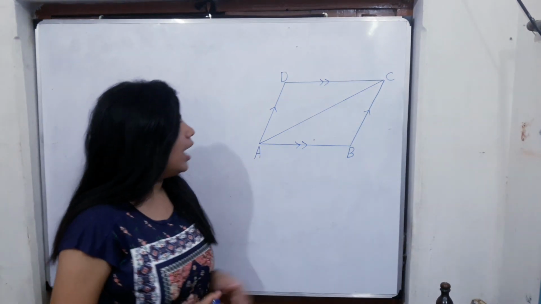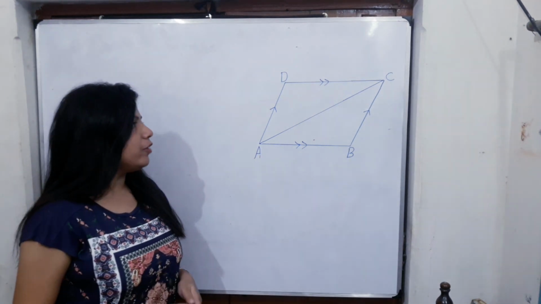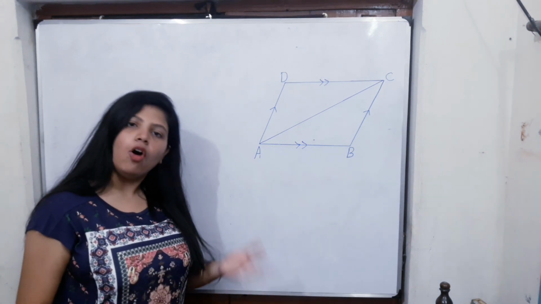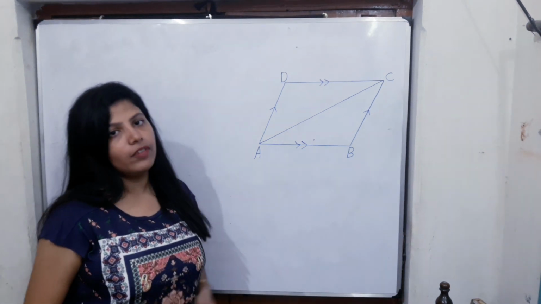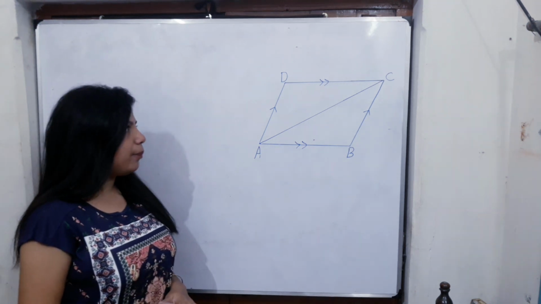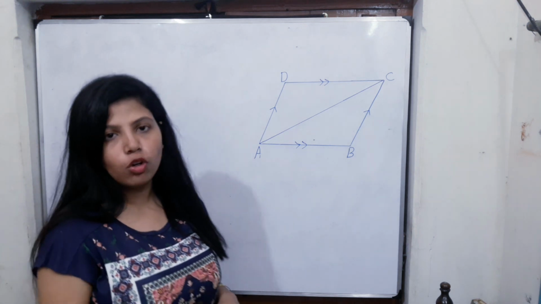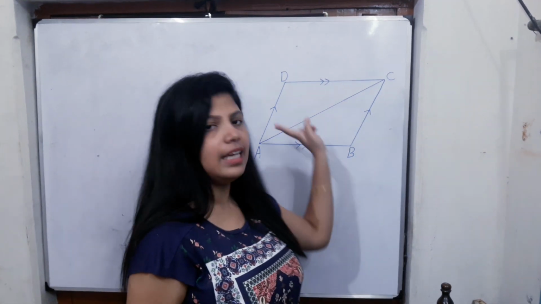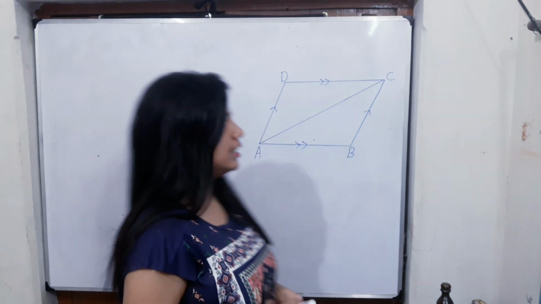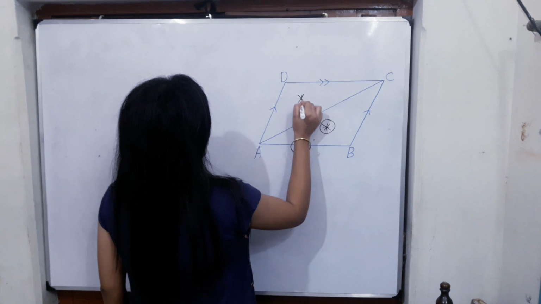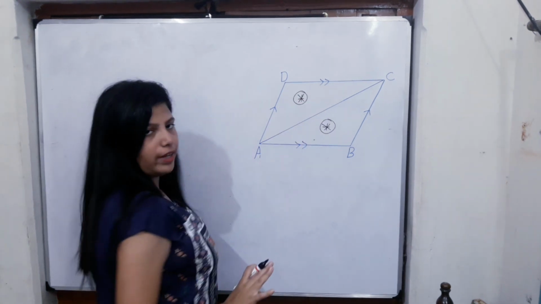So here I will prove that if I take one of the diagonals, I have taken AC here, you can also take BD, the method will be the same. So here I will prove that AC divides ABCD into two congruent triangles. That means this triangle and this triangle both are congruent.